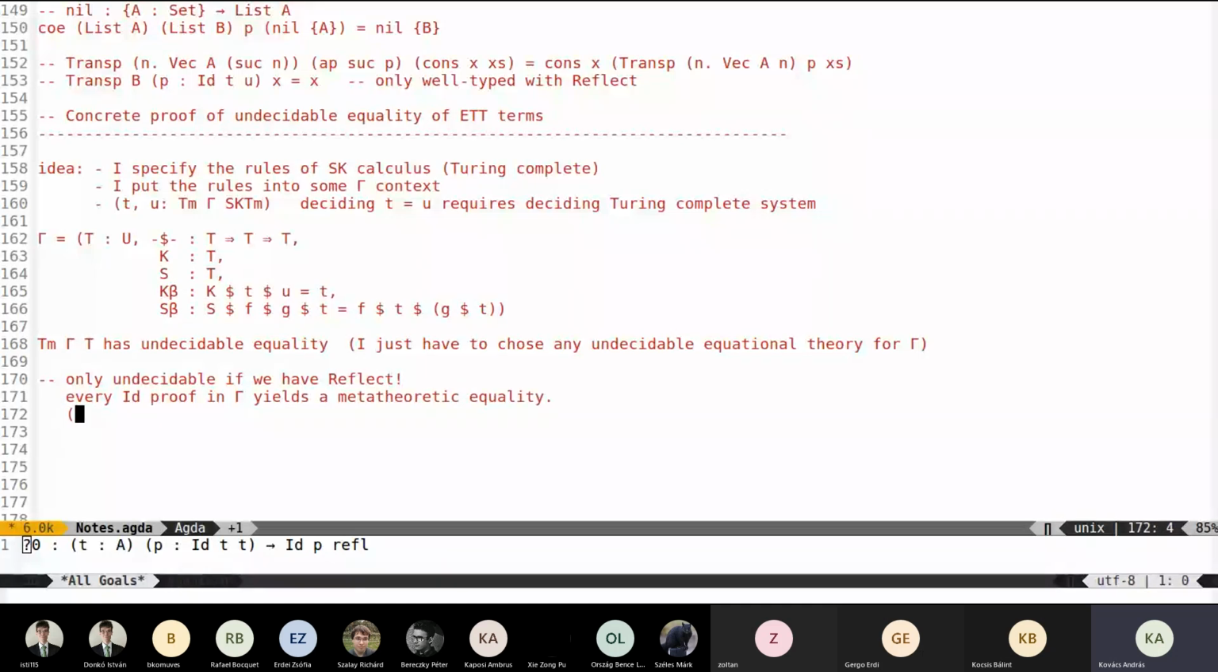So whenever I have a P which has type Tm gamma of ID T U, let's also write out the types of T and U. So T and U are Tm gamma T, right? So this implies that T is equal to U, right? So the reflection gives us a way of equating two terms in the meta theory from any internal equality proof.